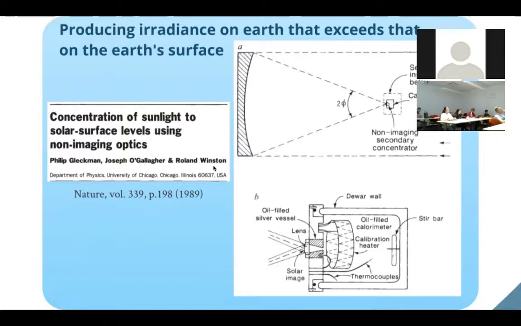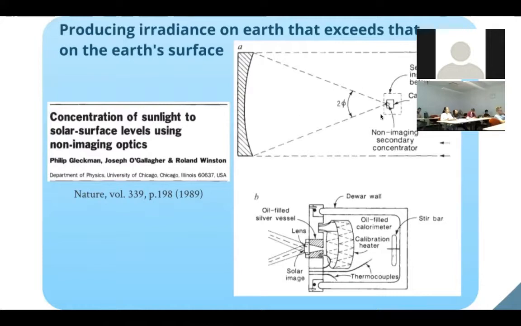And the person who published this paper, Roland Winston, is considered the father of non-imaging optics. He's one of the early pioneers in this field at the University of Chicago. So in other words, this was a way of producing irradiance on Earth. Irradiance, if you remember, is the intensity or watts per meter squared that exceeds that on the sun's surface. So this is a typo. It should be sun.